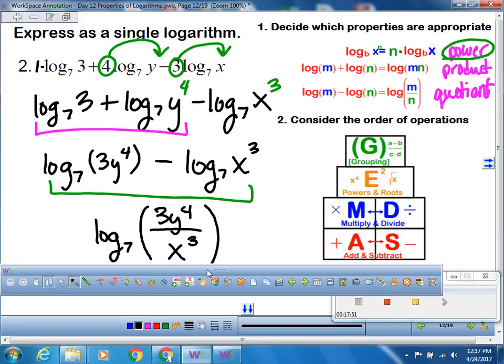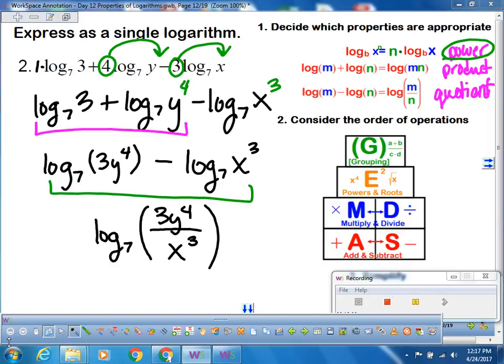Yes? Could we have done the quotient property first? Nope. No. It wouldn't work. You have to go from left to right. Because you wouldn't have gotten the same answer. You would have gotten y to the 4th times x cubed, and that would end up in the denominator. Does that make sense? Yes.